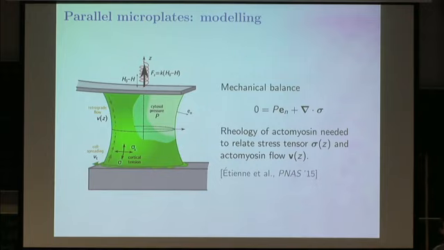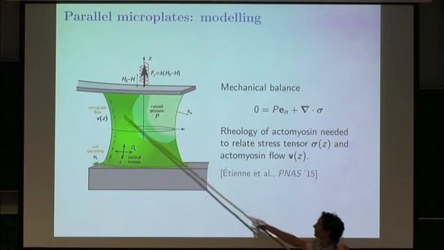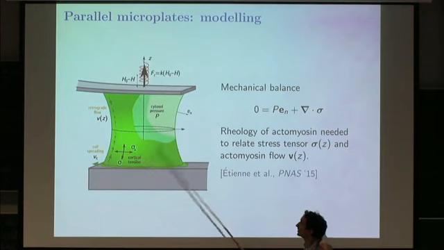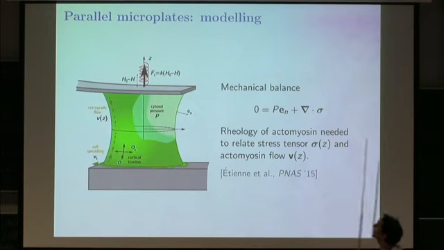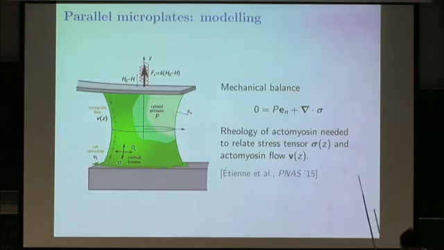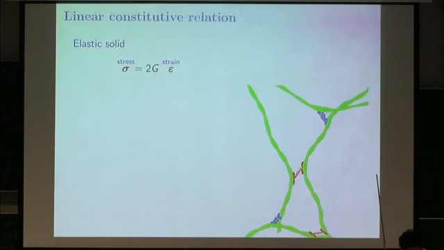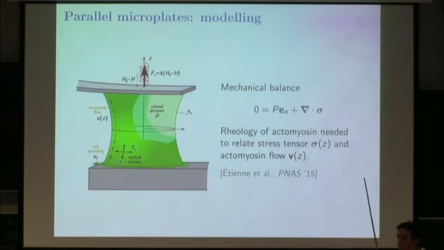Now, if we want to go a little further, we need to put some rheology and relate this stress tensor with the deformations in the material. Now, the deformations in the material, as I've told you, you always have this retrograde flow in the cortical actin. So we want to relate the flow in there with the stress tensor. Because of the symmetry, we have flow only along the z direction, well, along the curvilinear coordinate. And I'll tell you now how I derive some rheology of this.